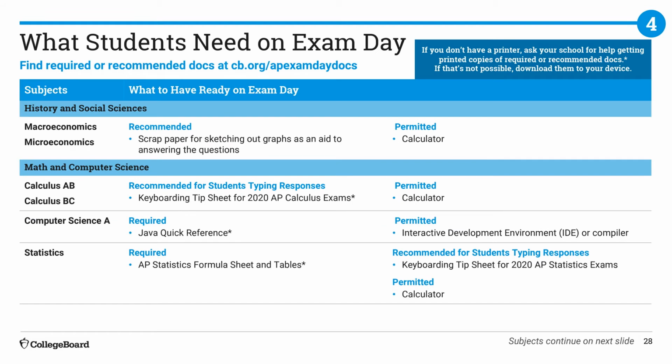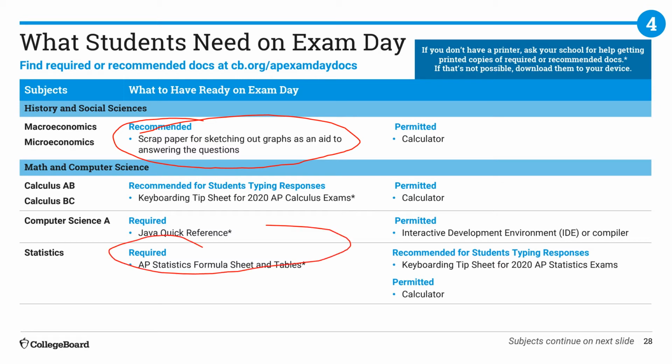So for macro and micro, it's recommended that you have some scrap paper for sketching out graphs because some of the questions they'll ask, what might happen if aggregate demand decreases or if consumer income increases, what happens to price level? So that might help you to truthfully just scribble a graph and do it.